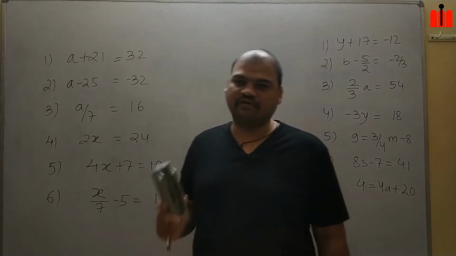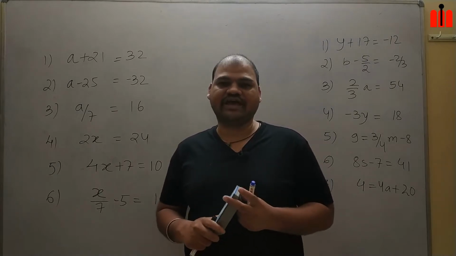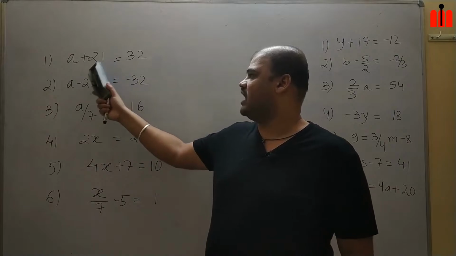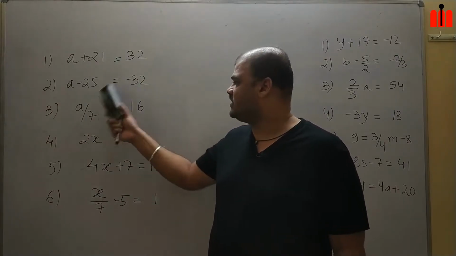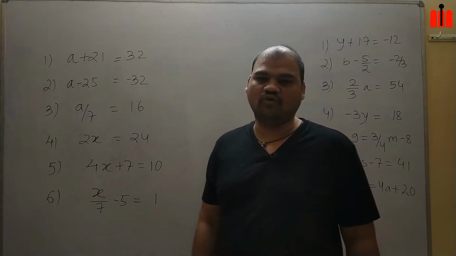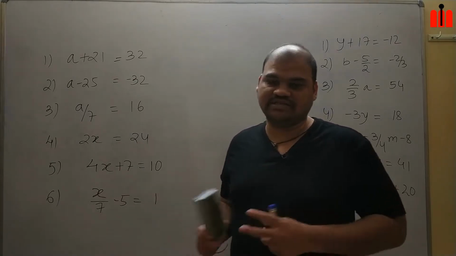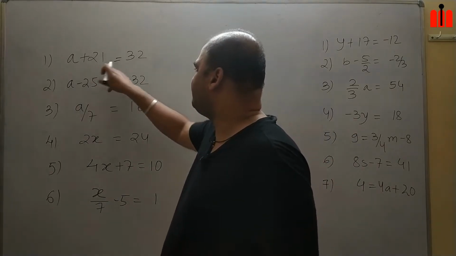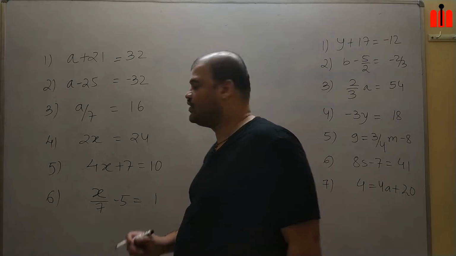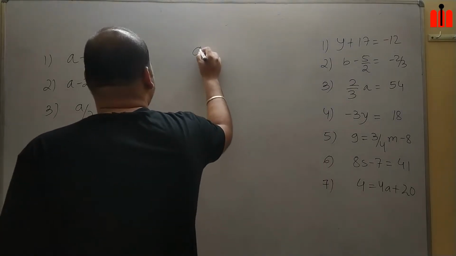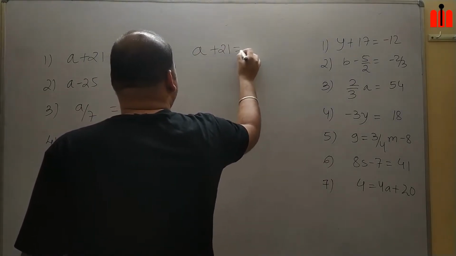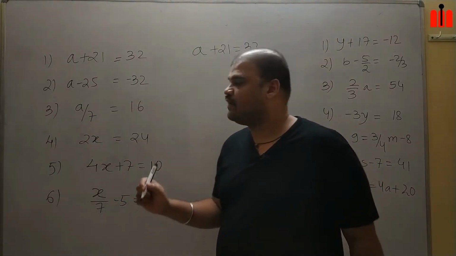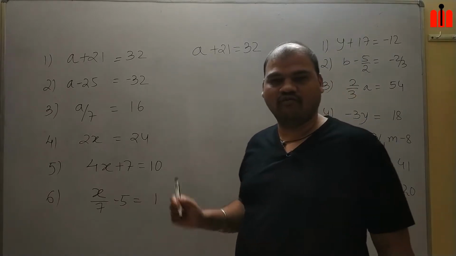In this one we will do the first primary action of algebra, which is shifting the numbers from LHS to RHS. How to do that, we will cover in this section. So the first question is A plus 21 equal to 32. By looking at this equation, what can you tell?